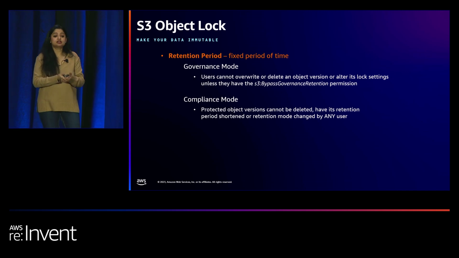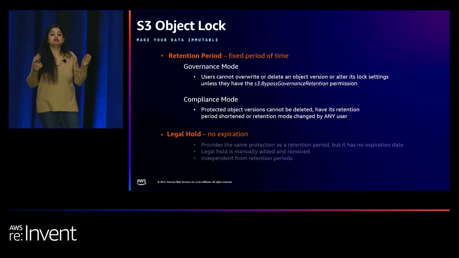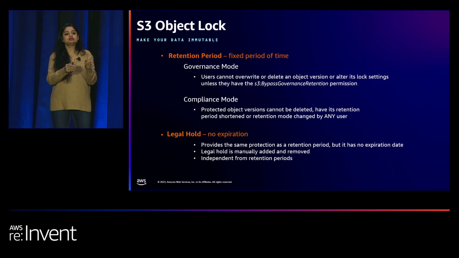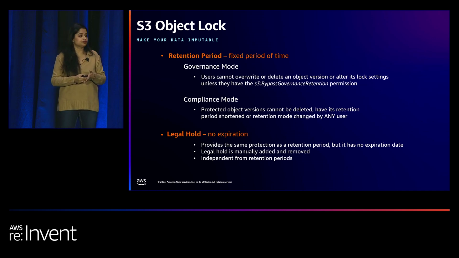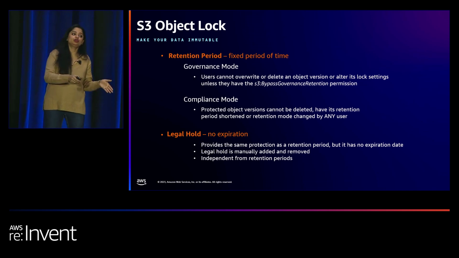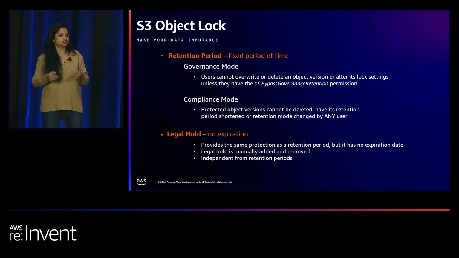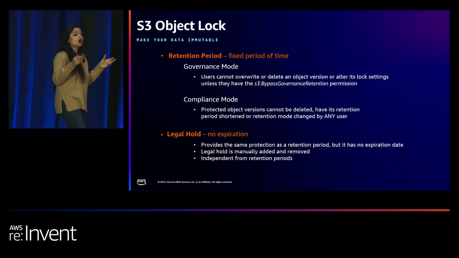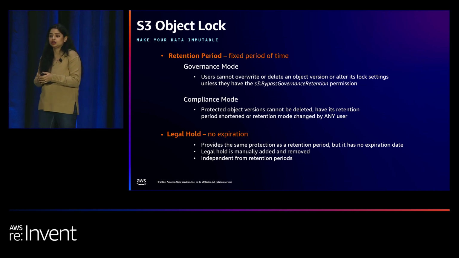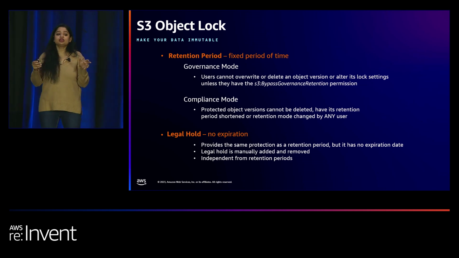Now, apart from using a retention period, you can also place a legal hold on your objects. A legal hold does not come with a retention period, a protection period basically, but it continues to protect your objects unless it is explicitly removed from the object version. And users need to have the put object legal hold permission to put or remove legal hold from an object version. So by replicating objects to a different AWS account and by making them immutable by using S3 object lock along with its different features, you can protect your objects from any malicious overwrites and deletes.